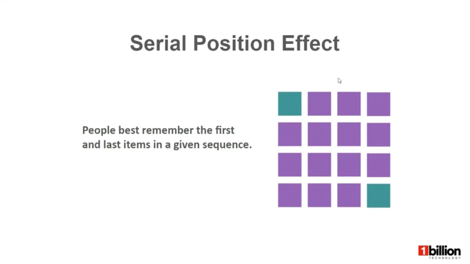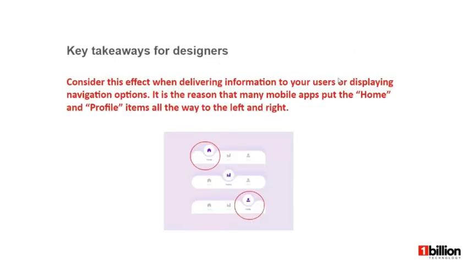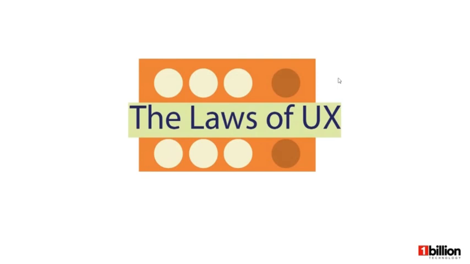For example, next slide, look at how Twitter's tweet option and Matic are both going to the extreme right for easy recall. The key takeaway of the serial position effect for designers is to consider this effect when delivering information to users or displaying navigation options. It is the reason that many mobile apps put the home and profile items on the far left-hand side. You can see in this picture.